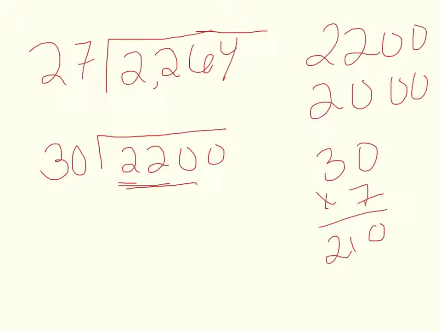So, where does our 7 go, Petra? Does it go over this 2 or does it go over this 0? Oh, Petra. So close. I think you're going to lose a dojo point. No, it goes over this 0. So 7 times 30 is 210. We subtract. 2 minus 2 is 0. 2 minus 1 is 1. 0 minus 0 is 0. So we have to bring that down.